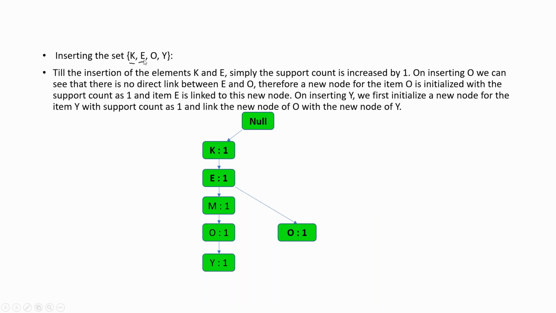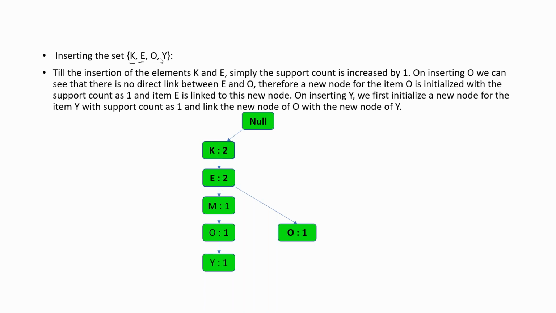Okay, because after K and E it was O, and now what happens? We added O, it's okay. The count of O here is 1. Fine, because this O is appearing only once. But the count for K and E will now be 2. Why? Because those were because of the first pattern KEMOY. Now we had increased the count of K and E because of this KEOY. So in this slide also I have made K as 2 and E as 2.